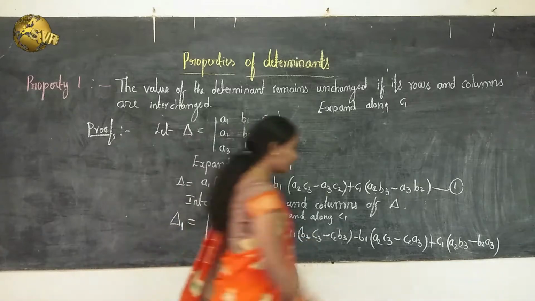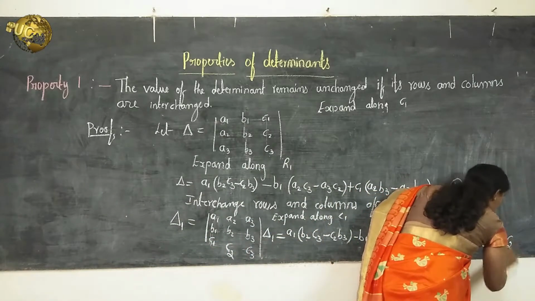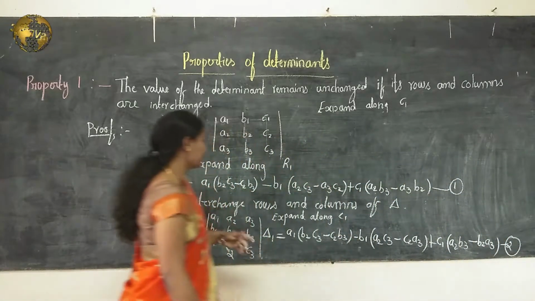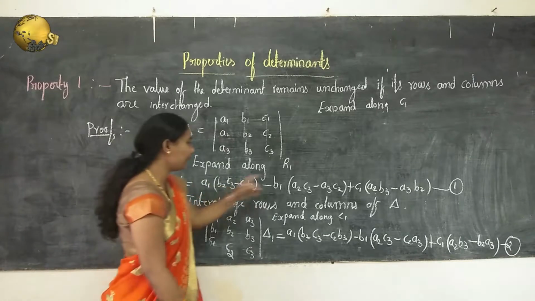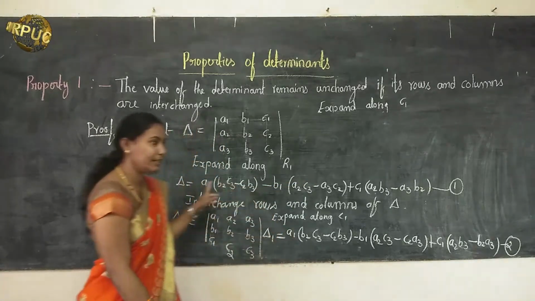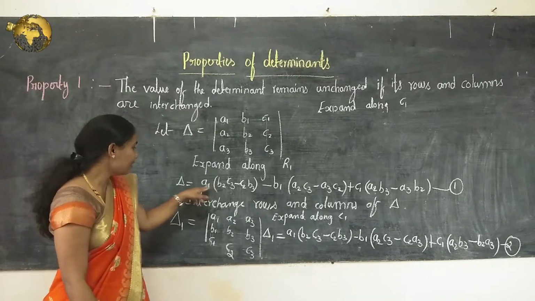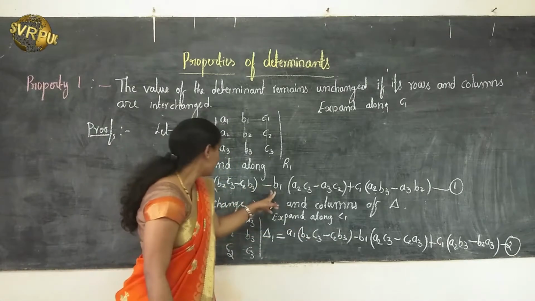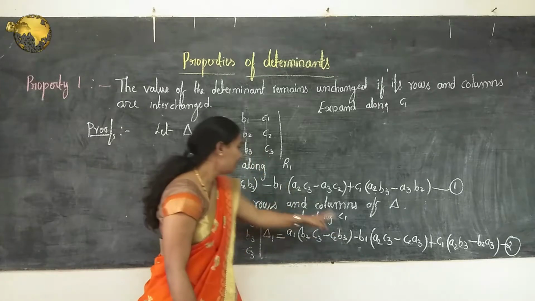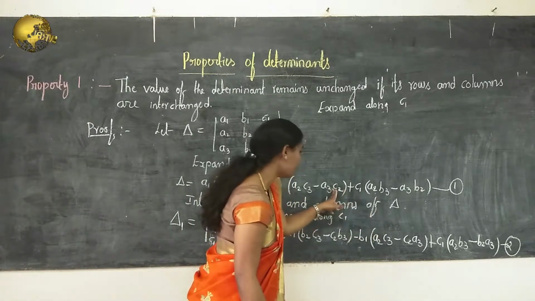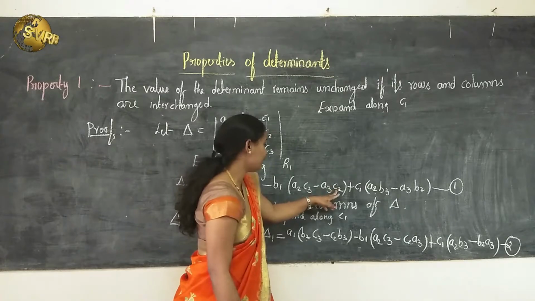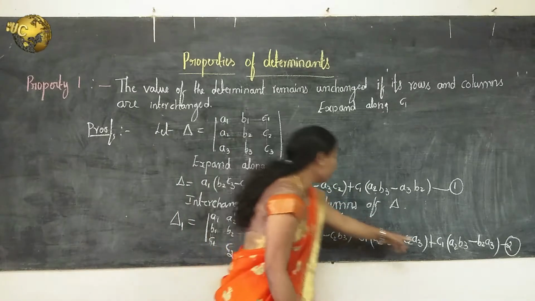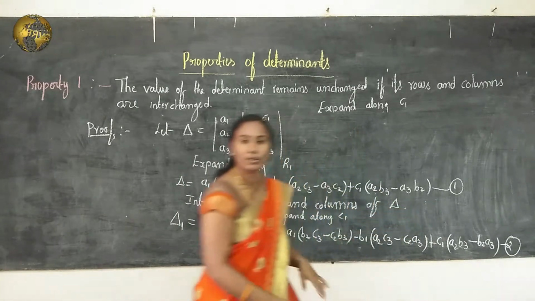Just see now, we will take this as delta 1 and delta 2. Just see now, a1 into b2c3 minus c2b3. Yes, same. Yes, all the elements are same. Interchange c2, a3c2. Yes, both are same here.